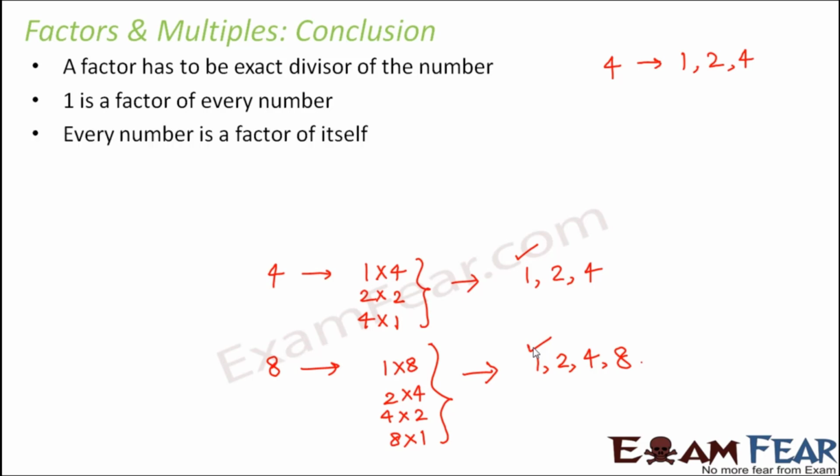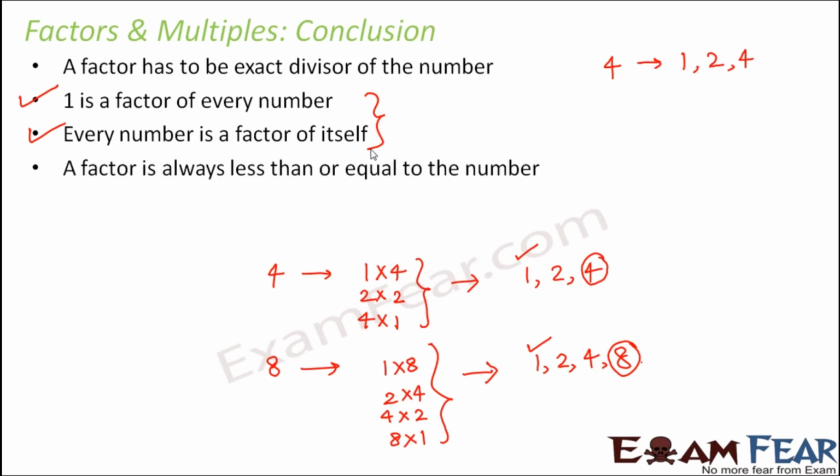Every number is a factor of itself. Now that is also another interesting fact, that 4 is a factor of 4, 8 is a factor of 8, 13 is a factor of 13, 59 is a factor of 59, and so on. So basically 1 and the number itself, these two factors will be there for every number.